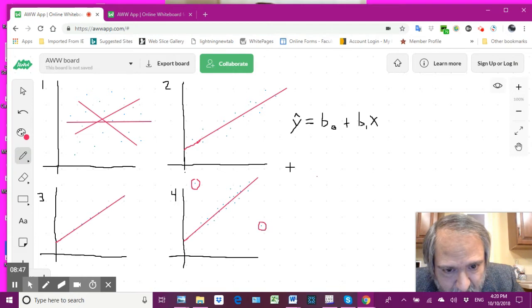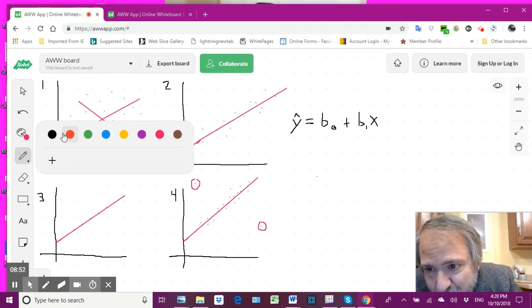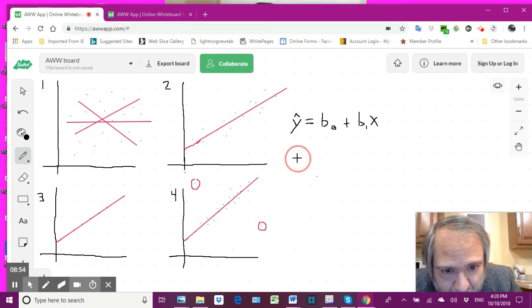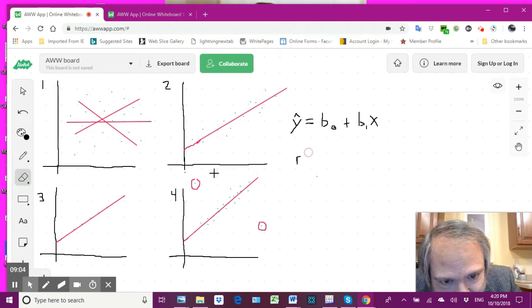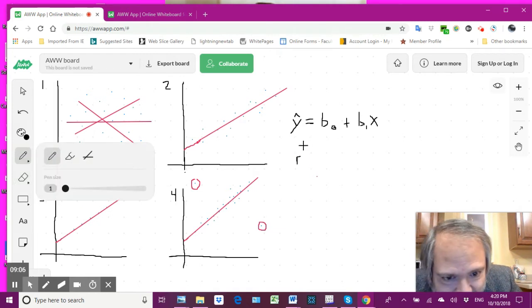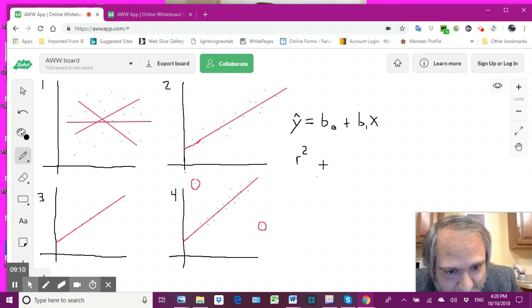Okay, so that brings me to this idea. You've heard me mention R². Okay, I'm going to erase that because that looks bad. Okay, so let's try that again. And that's about as good as I'm going to get that.